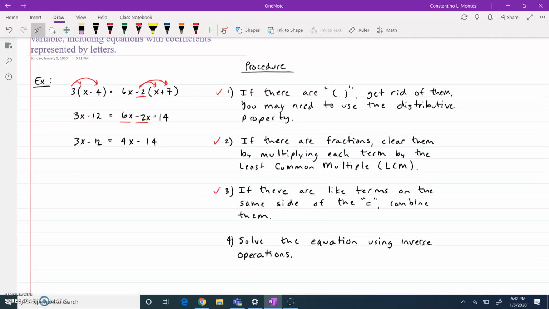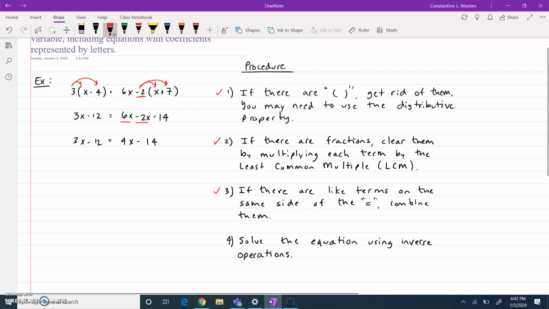And then the last piece just says solve the equation using inverse operations. So all I'm going to do now is I have like terms, they're just not on the same side, like this 3x right here and this 4x. They're alike, they're just on opposite sides. If I want to combine them somehow, and I'm using the word combining very loosely, I'm going to use inverse operations.